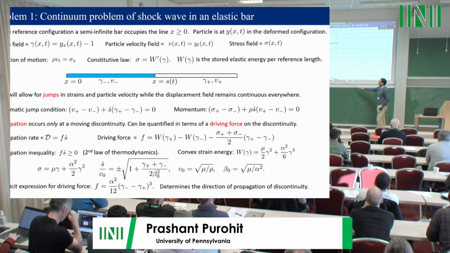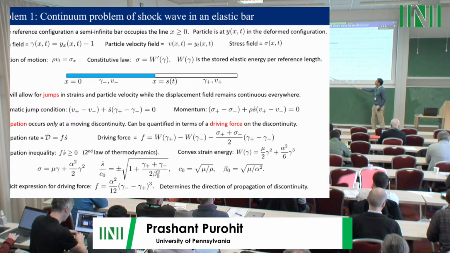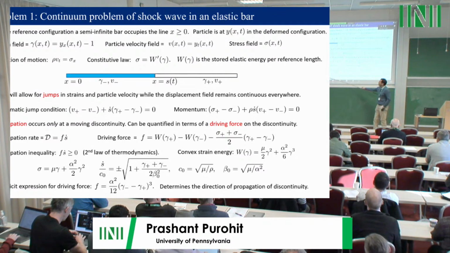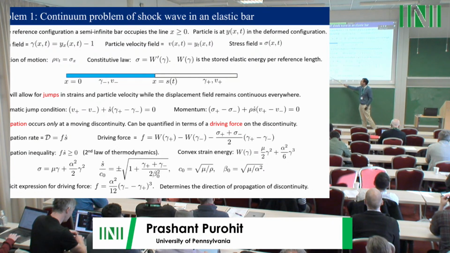You can even obtain an explicit expression for the driving force across the discontinuity in terms of the strain ahead and behind the discontinuity. And that driving force will determine which way the discontinuity is going to propagate, because this S dot could be both plus or minus. We always want to make sure F times S dot is greater than 0. So these two expressions together determine the direction of propagation of that shock wave.